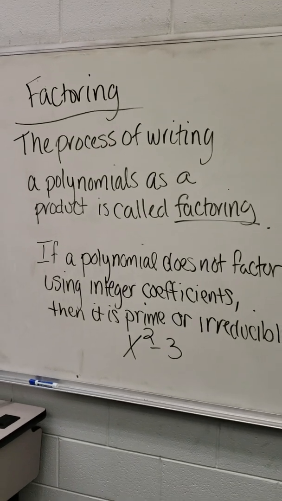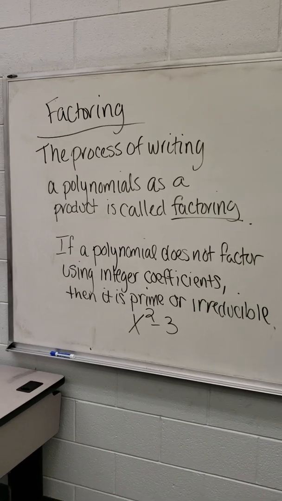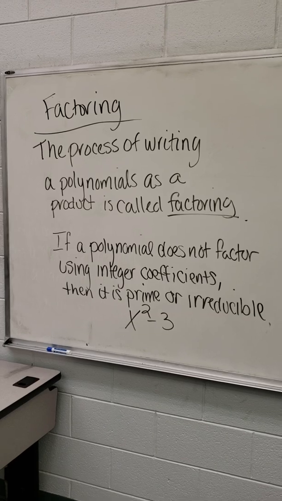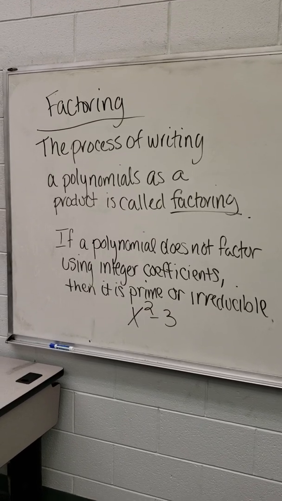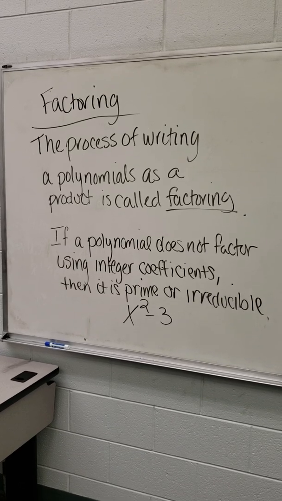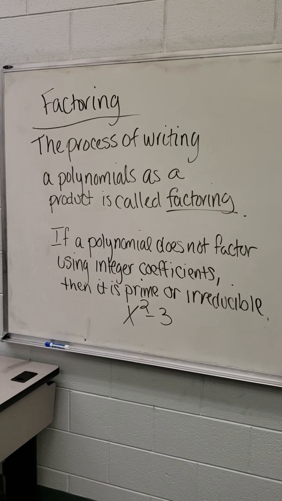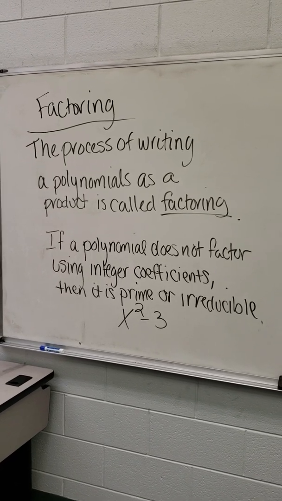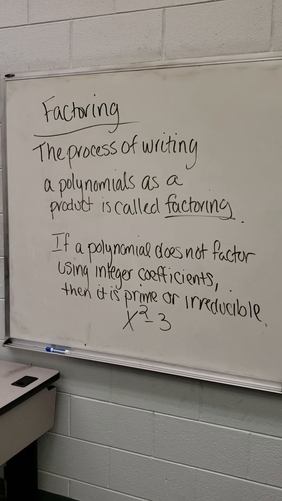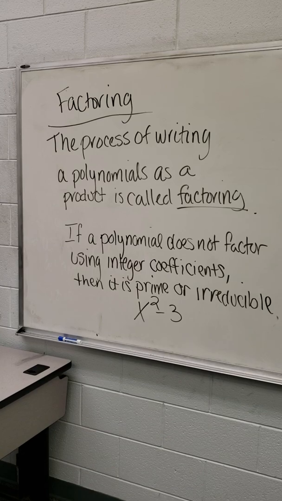If a polynomial does not factor using integer coefficients, then it is considered to be prime or irreducible over integers. For instance, we have x squared minus 3. That is irreducible or prime. We cannot factor that polynomial. Factoring is the reverse of the distributive property.